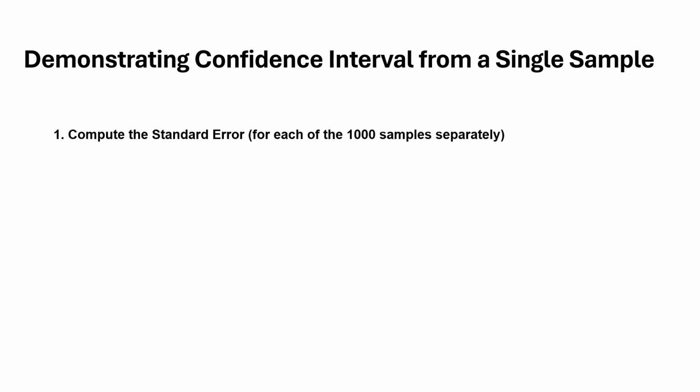Now it's the time to demonstrate confidence interval calculation based on a single sample. In this demonstration, first we will compute the standard error. For each of the 1000 samples separately, we will use the formula we just learned: SE, that is standard error, is equal to the standard deviation of each sample divided by the square root of n, which is 100 in all these samples. So SD is the sample standard deviation and n is the number of participants.